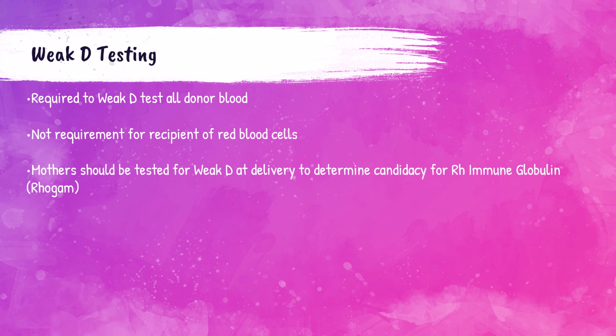Another scenario where weak D tests need to be run is when Rh negative mothers deliver babies. They should be weak D tested to determine their candidacy for something called Rh immune globulin, or RhoGAM. We'll talk more about RhoGAM in a couple of slides, but basically if a mother is Rh negative and the baby that she delivers is Rh positive, if she is exposed to the baby's blood during the delivery, she could develop an anti-D antibody towards the baby and future pregnancies. So we give RhoGAM to Rh negative mothers, and this prevents an anti-D antibody from being made. So the mom will need weak D testing at delivery. Only Rh negative patients can develop an anti-D.